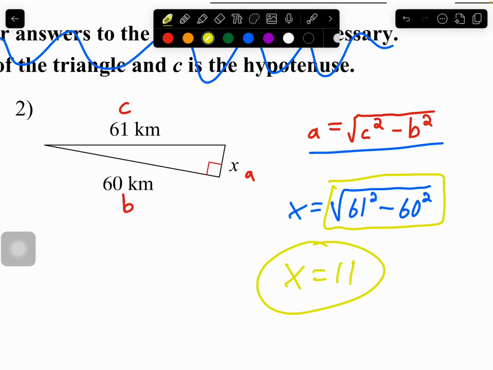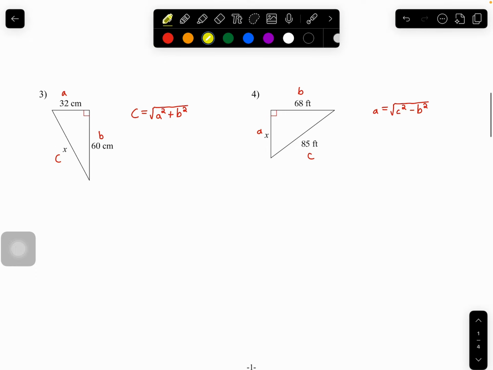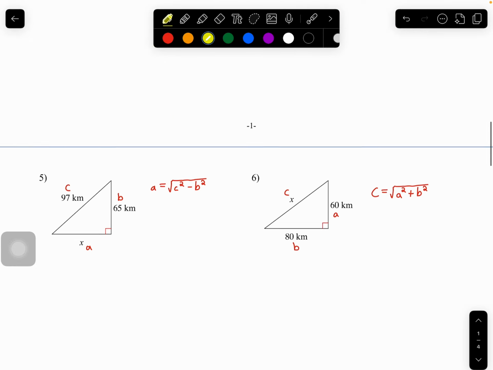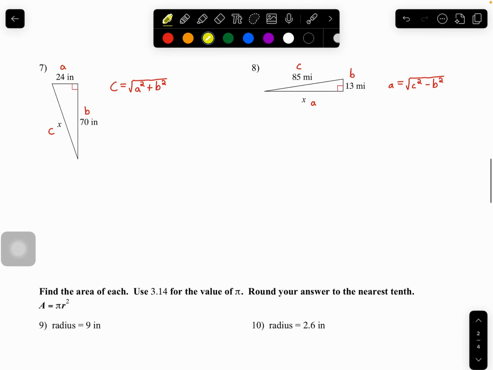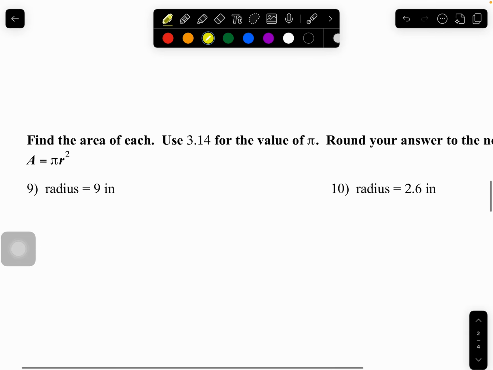Okay, so that's pretty much it for the evaluating portion for the Pythagorean theorem. Just follow it. I have 6 more problems for you. Down here, I have 4 problems of area of a circle. It says use 3.14 for pi. And here's the formula right there.